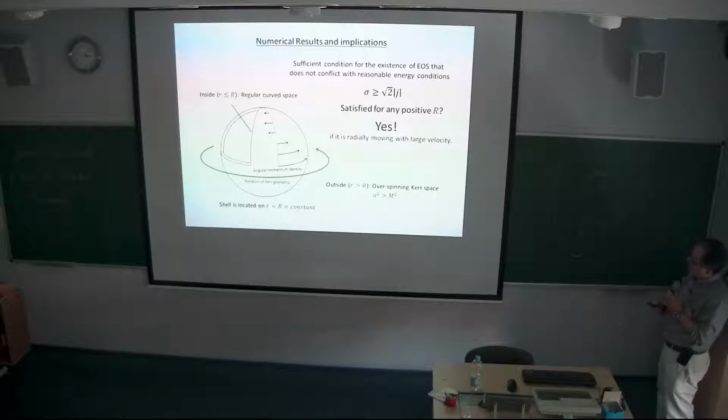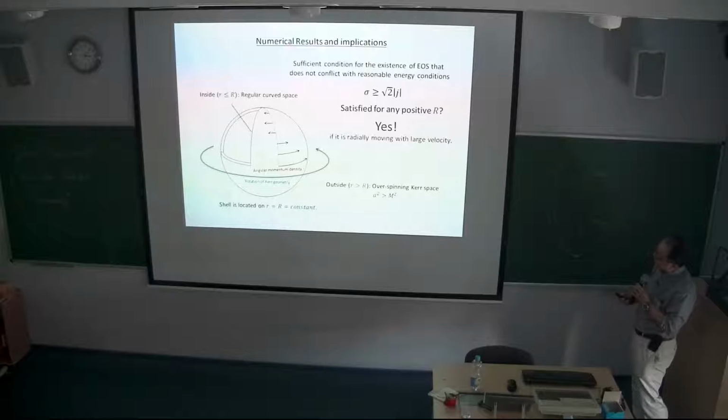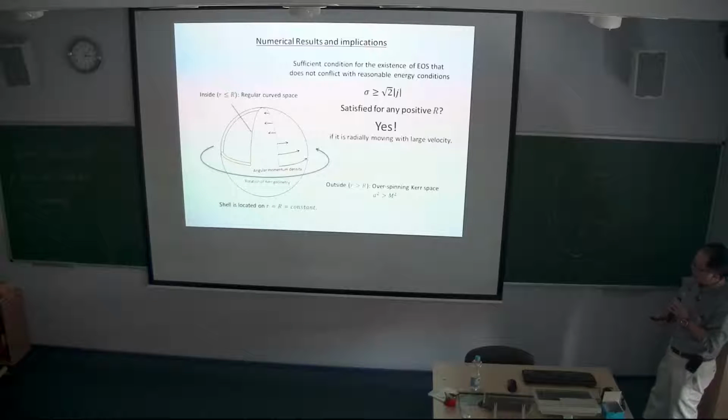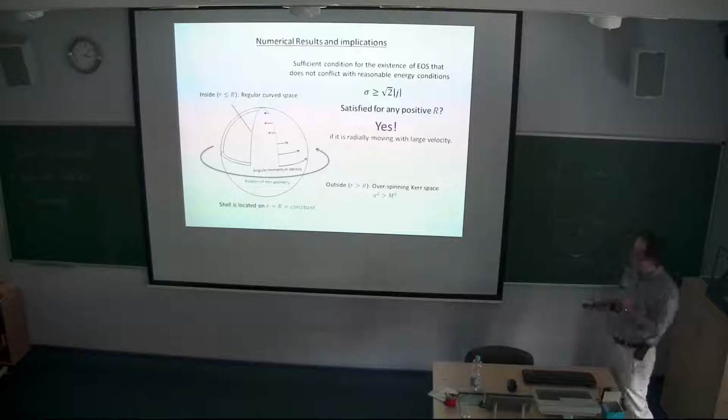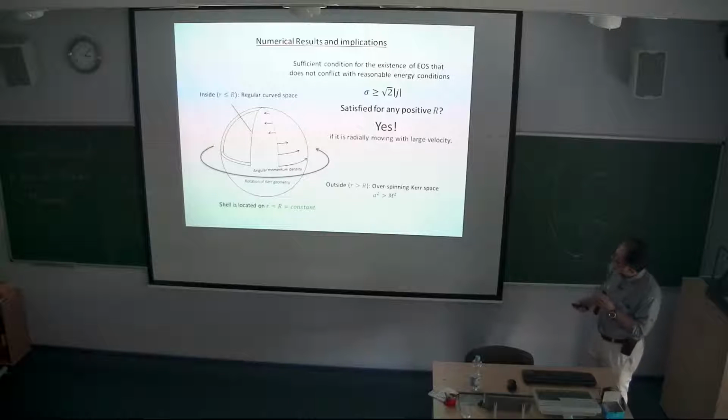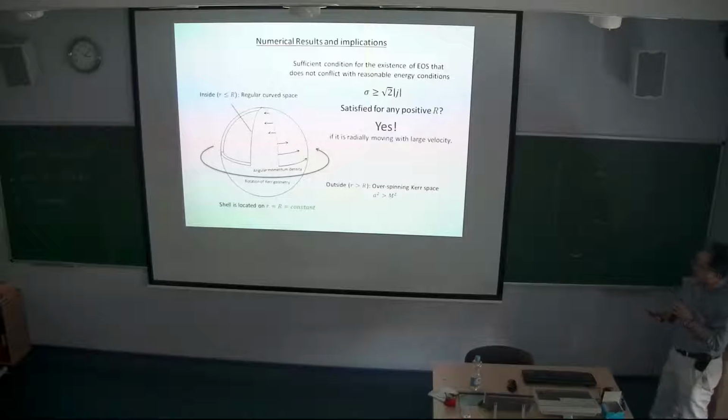A sufficient condition for the existence of a shell satisfying the energy condition that does not conflict with the reasonable energy condition. R is the position radius of the shell. With respect to the surface energy density of the shell, and the answer is yes, it is larger than or equal to the square root of 2 times the absolute value of the angular momentum density, capital R. The energy condition can be satisfied. This condition is satisfied for any positive R.